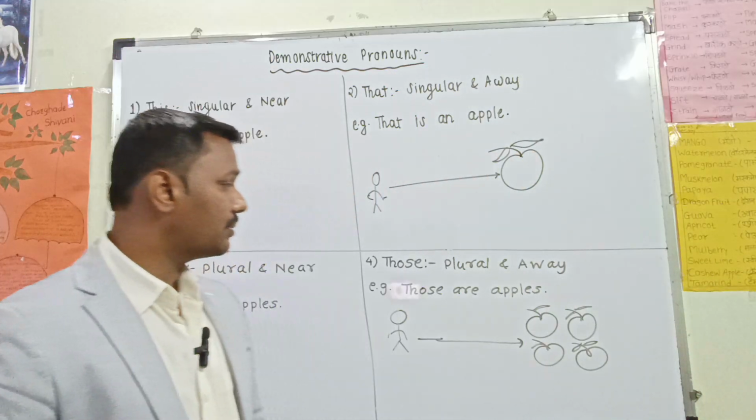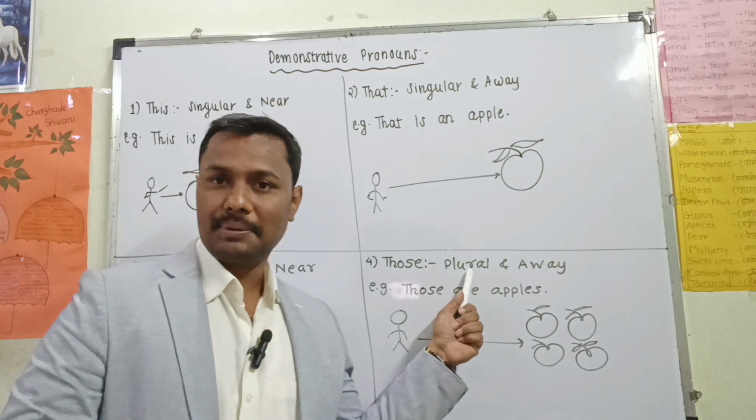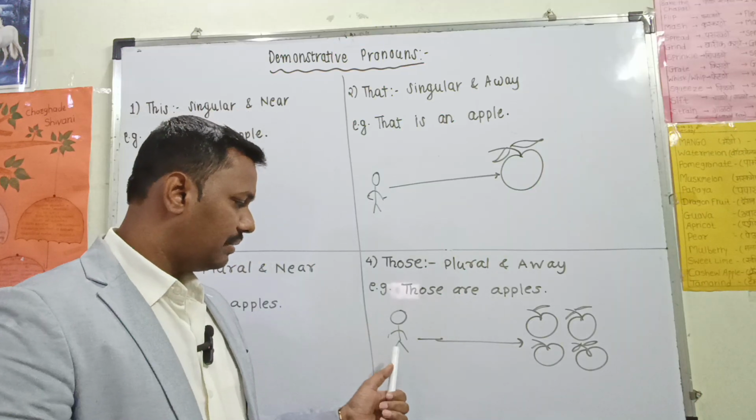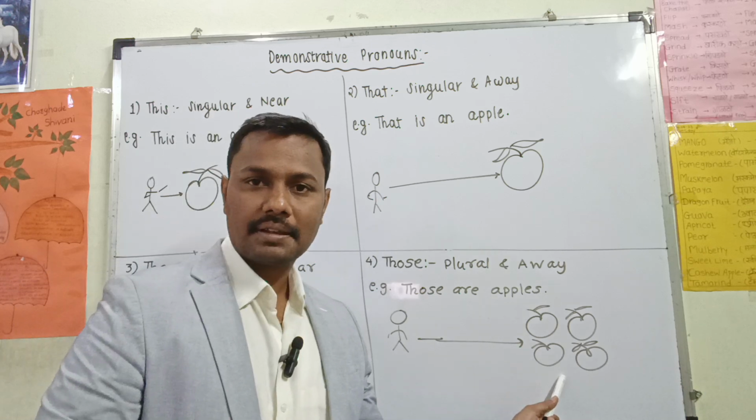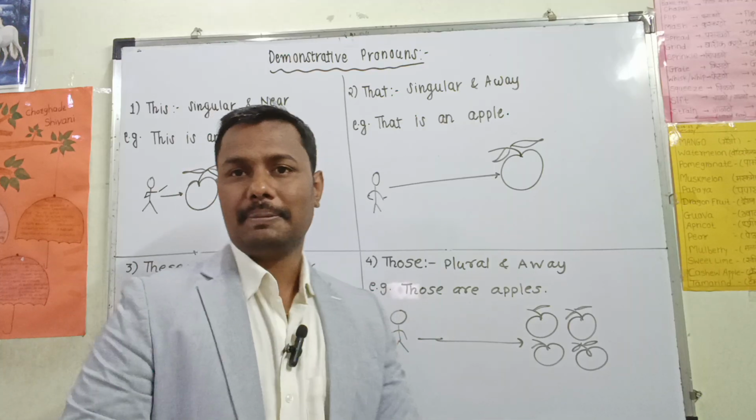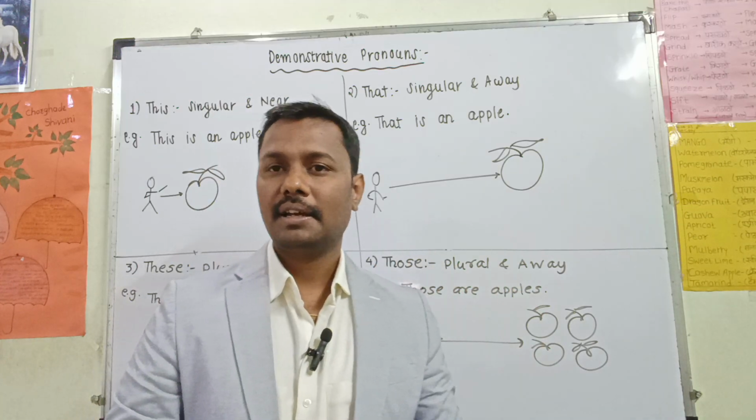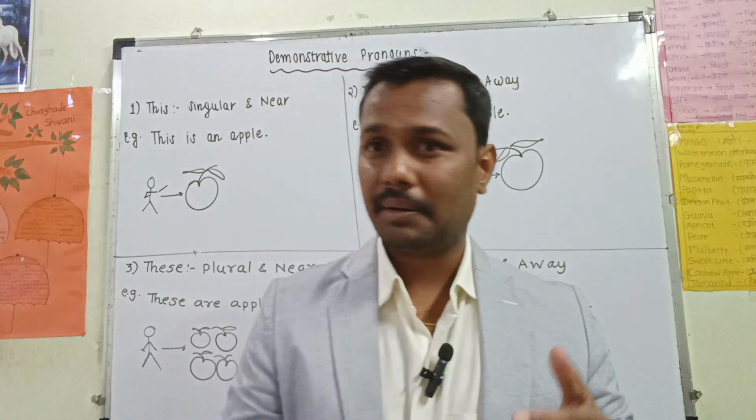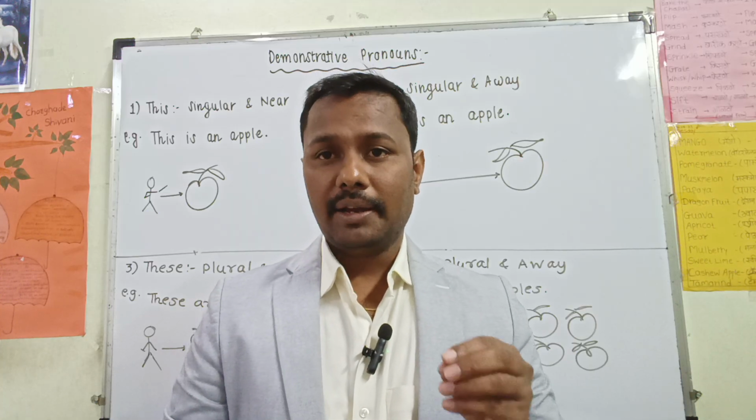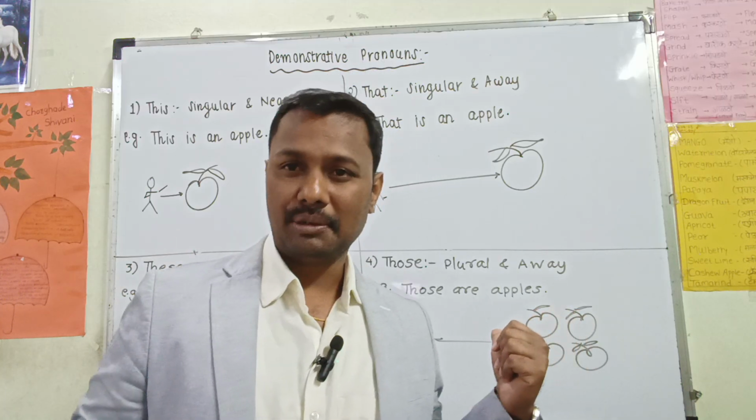Now after this, the last one, which we can call it those. Many more means plural and away from the speaker. So look at this. The person is here and many more apples. Yes, and there is some distance. Okay, more distance is there. So we can say those are apples. Many more and away from the speaker. Yes, those are shops. Those are kids. Those are, we can say, temples. Like that. I hope that you understood the difference between this, that, these, and those.